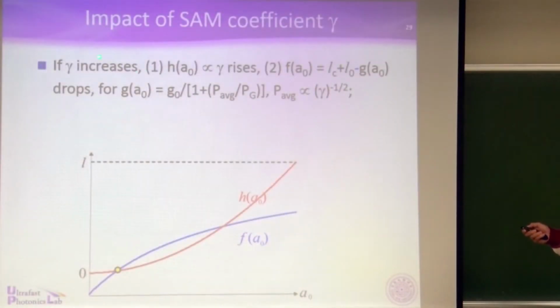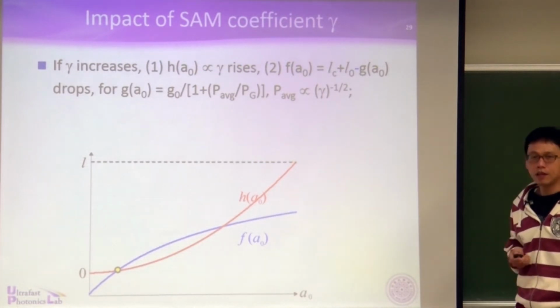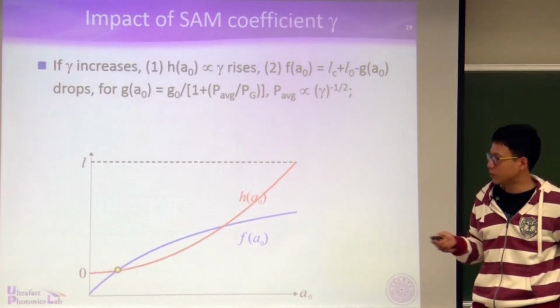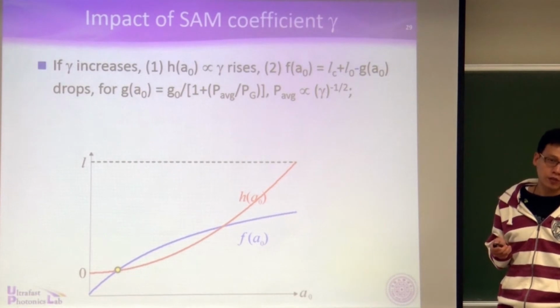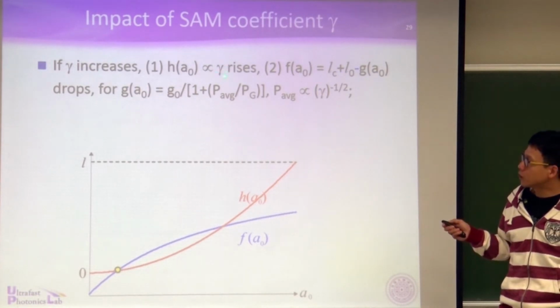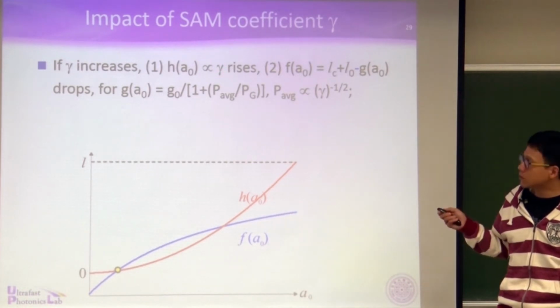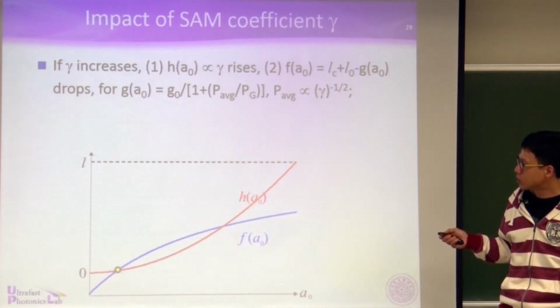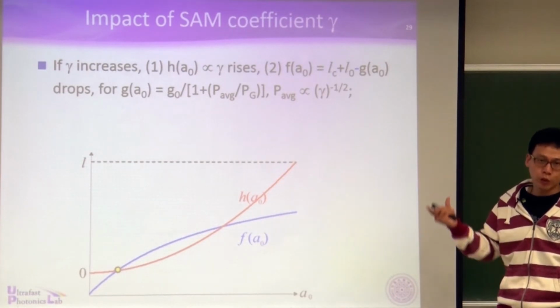When gamma is increased, then your H curve rises. H curve is the red one. And as you might have remembered, H curve means the loss saturation. So if your gamma is larger, H curve is proportional to gamma. So larger gamma means larger H curve. So you can expect the red curve will be raised.